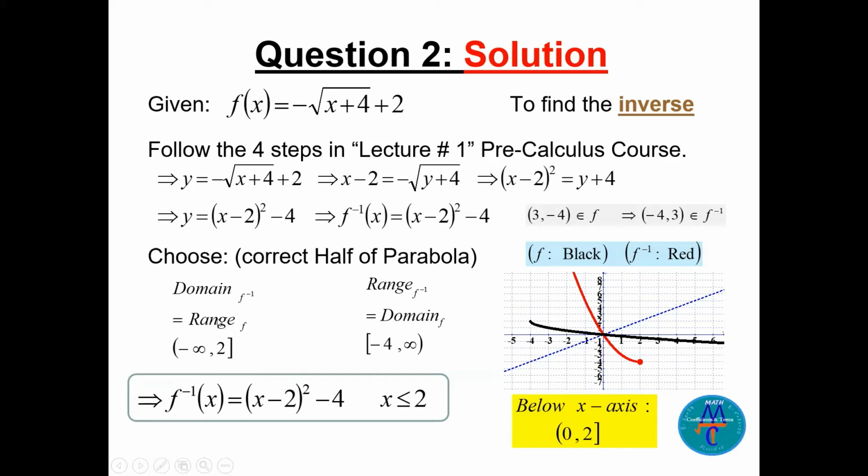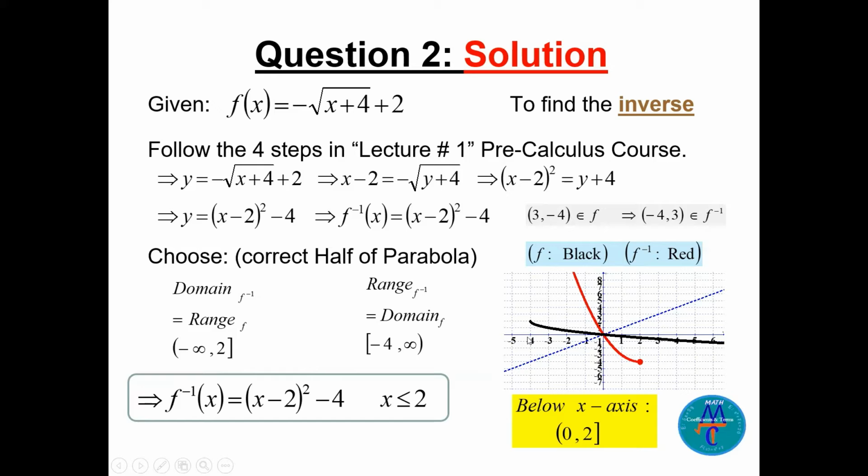which we can get from the range of f. Again, I will mention, on the black graph, the range will be minus infinity on the y until 2. So minus infinity to 2 is the range of f, which is the domain of the inverse. So that will be directly the condition. So minus infinity to 2 is exactly x less than or equal to 2.